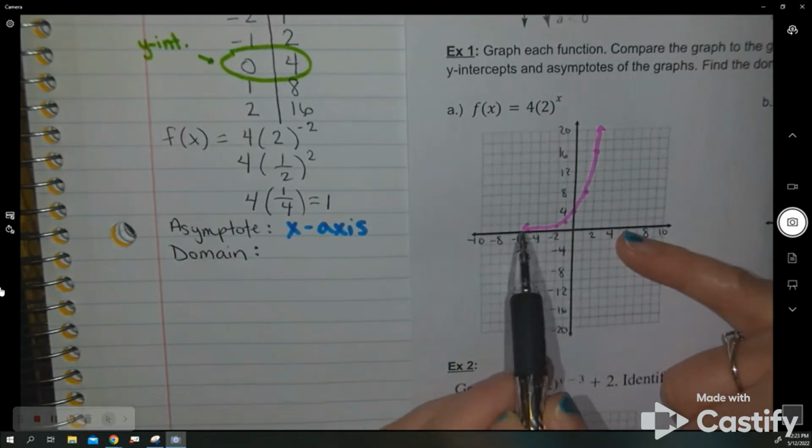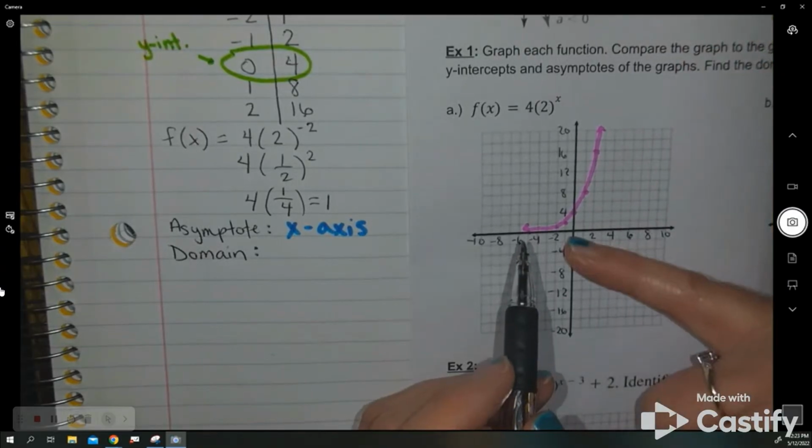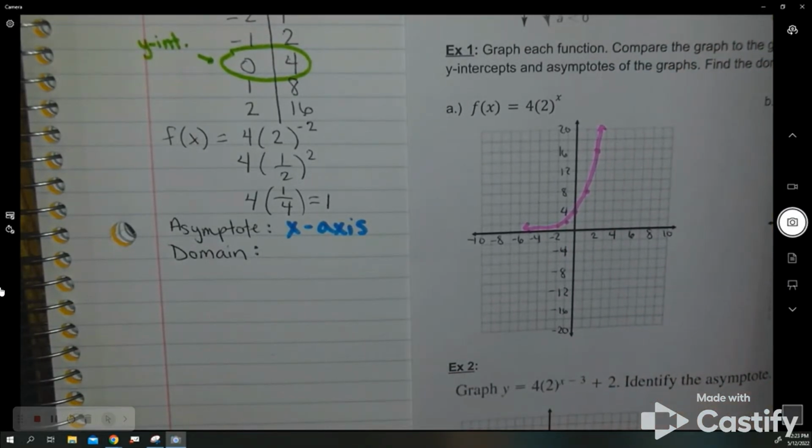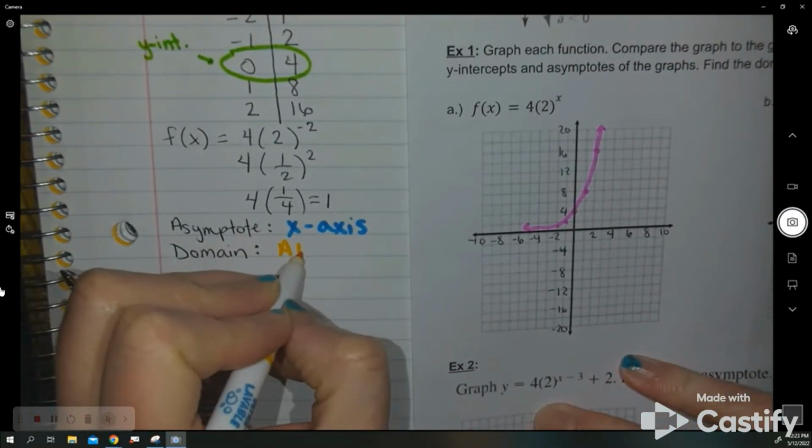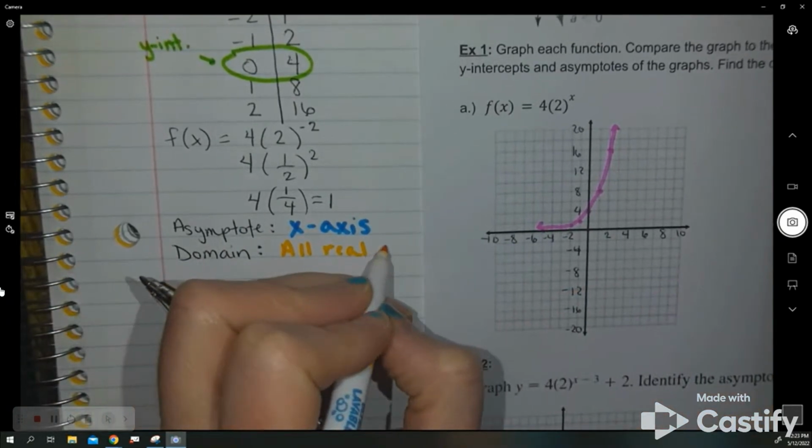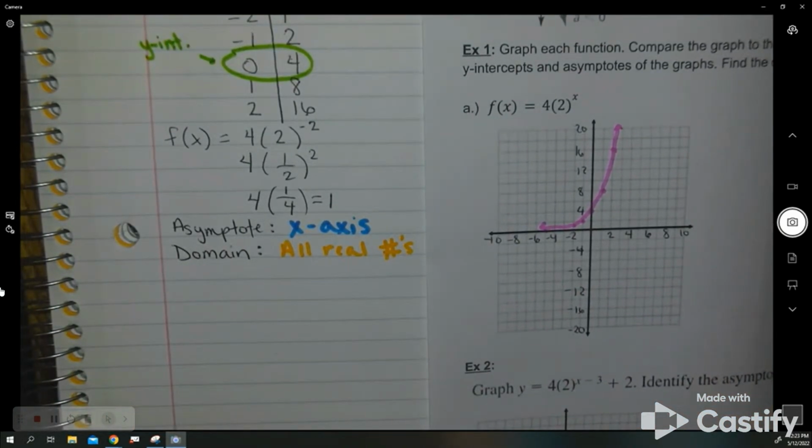Because I can plug in any value that I want, and it would still work, right? I can plug in the x and it's going to go this way, or it goes up this way. So I'm plugging any value I want. That means that the domain for this is all real numbers. I'm going to abbreviate numbers with just that hashtag symbol for numbers.